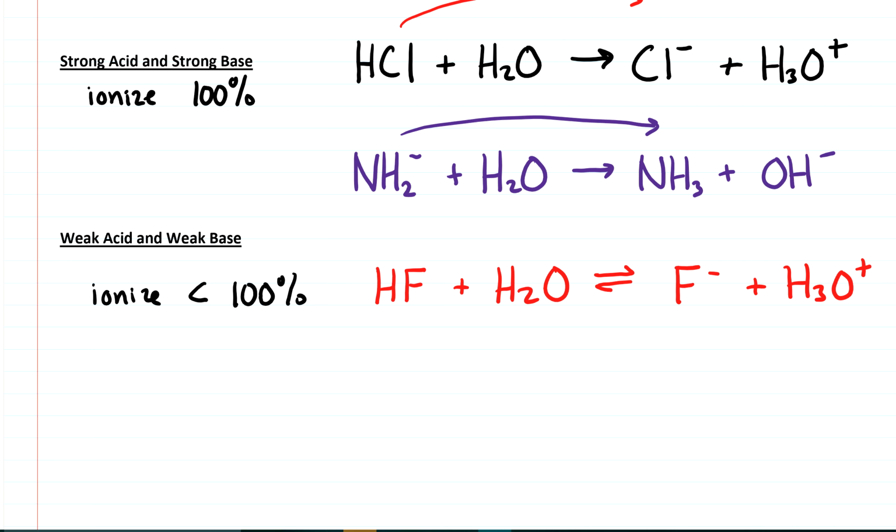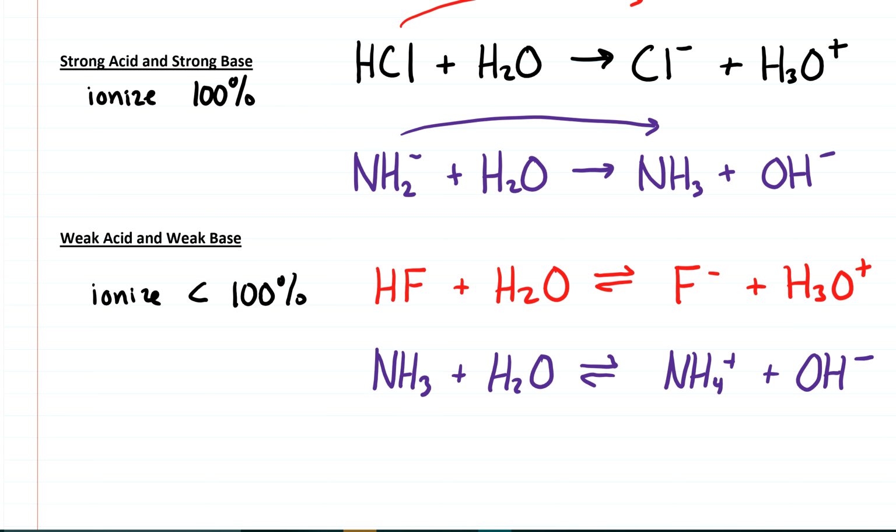So let's take a look at a weak base here. I'm going to use NH3 as an example, and I can add it to water. And if I do that, it actually is also weak. It's going to be equilibrium arrows. And now NH3 will take a proton from the water, turning into NH4 plus and hydroxides. So the big difference here is that with weak, we always have equilibrium, and with strong, we always have one way. So that's a very important thing to recognize.